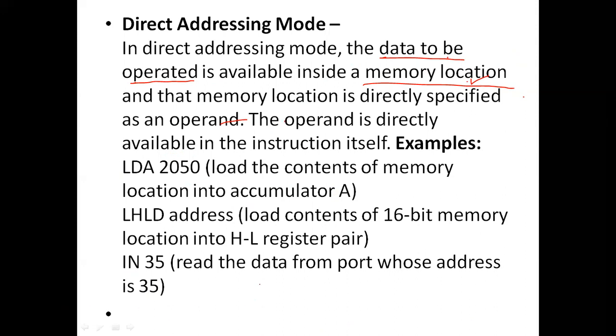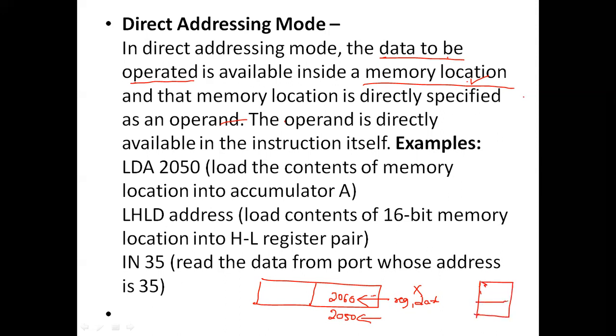As we have seen the opcode field and the operand field, here the memory location, say 2060 or 2050, is directly specified. We are not specifying the registers and we are not giving the data directly. We are giving the address of that particular memory location. So here this is the memory location. This is 2050 and this is 2060. Here 9 is the data, and here 23 is the data.